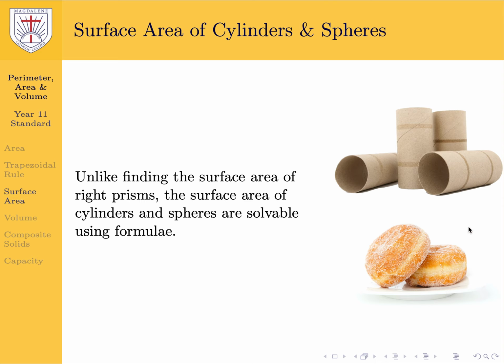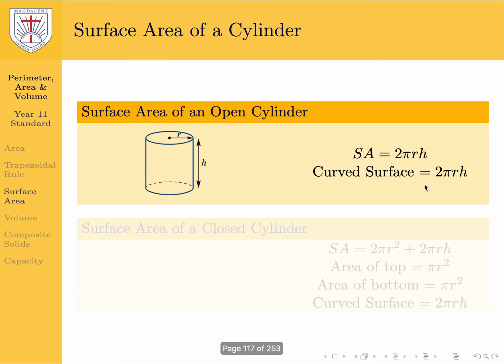And of course, there's lots of different types of cylinders that you can consider, such as a toilet roll. And then there's also things like spheres. I've put a jam donut here just to keep the food theme alive, just making sure we're all hungry all the time. So I've broken this lesson into two parts. We're going to talk about just the cylinder, and then we're going to talk about just the sphere.